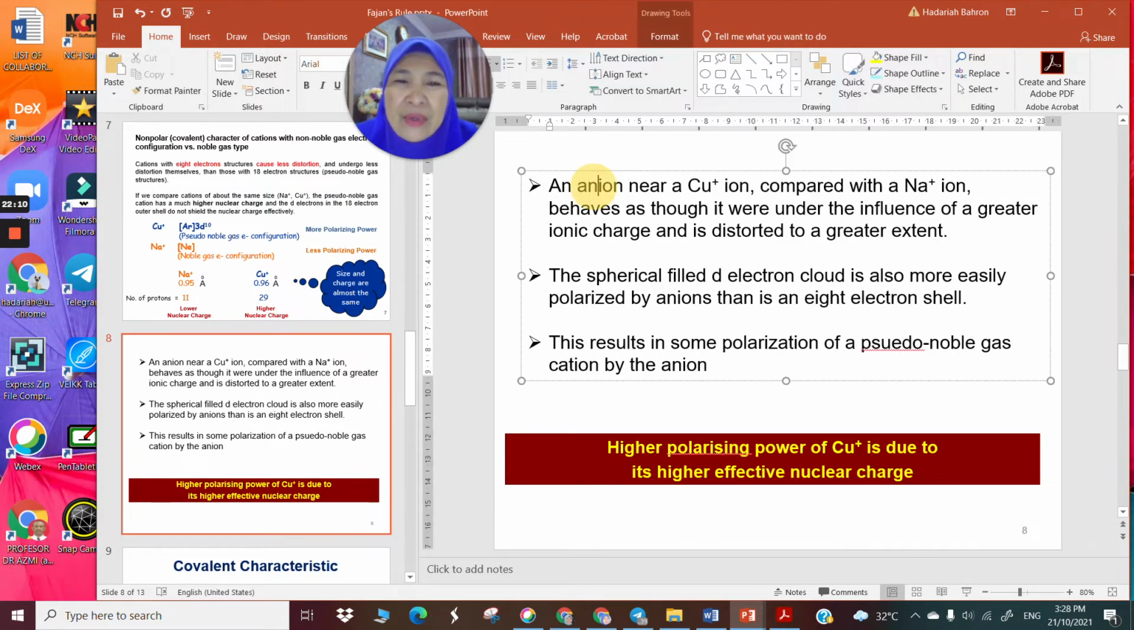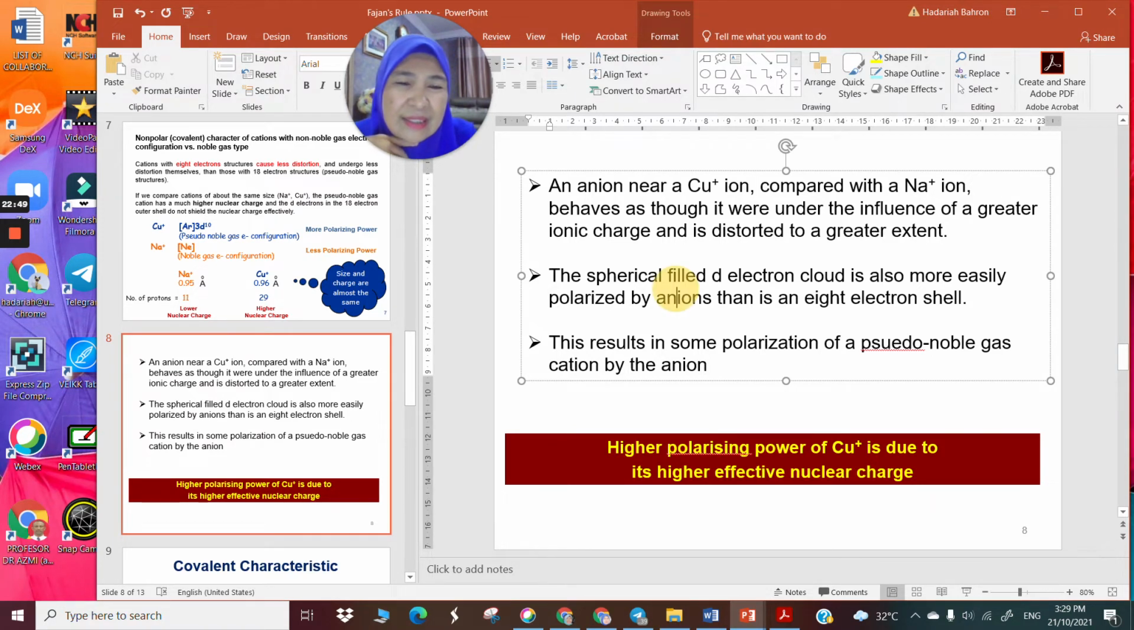Right, an anion near a Cu+ ion, when you compare it with a Na+ ion, will behave as though it was under the influence of a greater ionic charge, and it will become distorted to a greater extent because copper will distort that anion. If you, for example, talk about chloride, when the chloride anion is seated next to Cu+, it will become more distorted compared to when it's seated next to Na+.